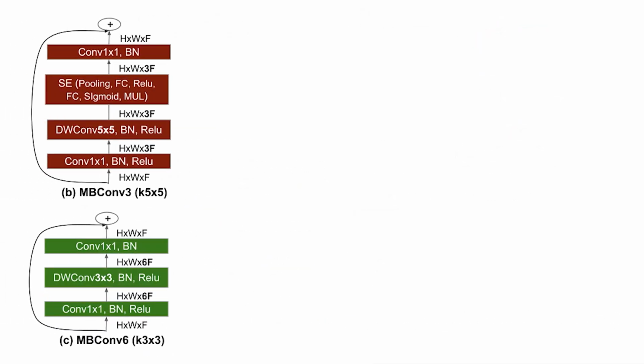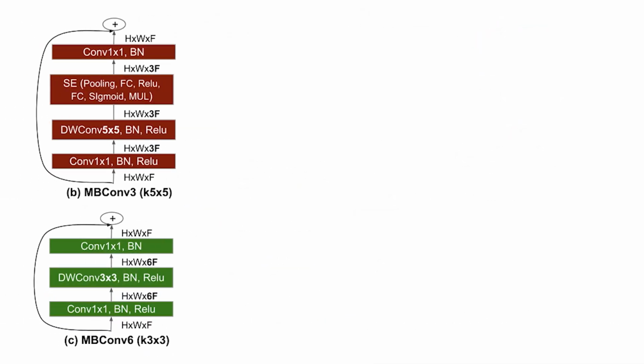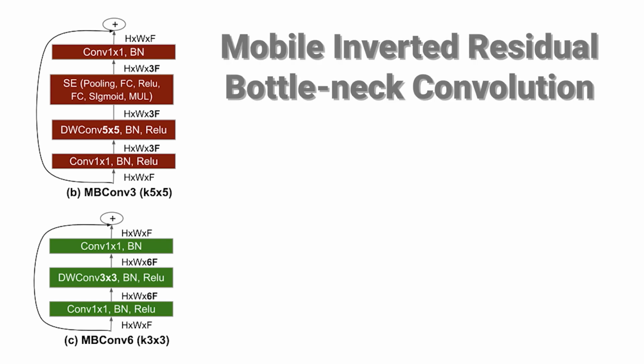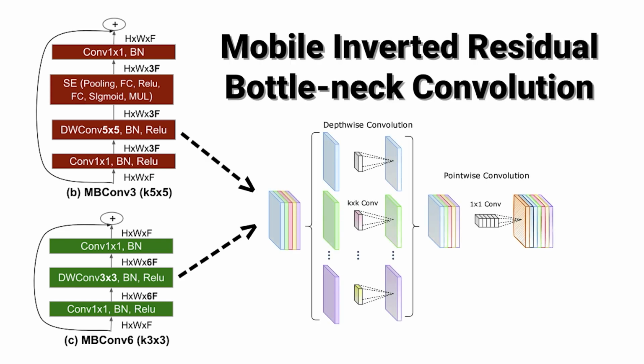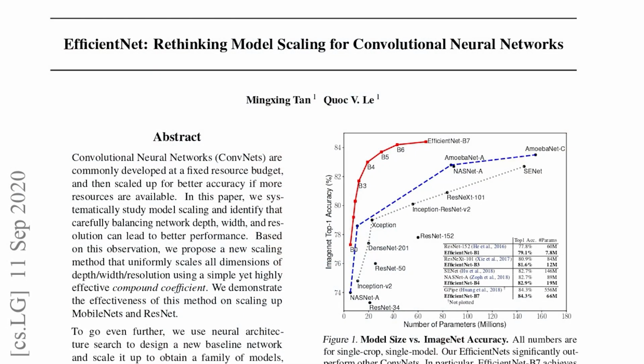Another significant advantage of EfficientNet is its use of MBConv blocks, which stands for Mobile Inverted Residual Bottleneck Convolution, which incorporate depth-wise separable convolution and skip connections. This design reduces computational costs while maintaining high accuracy, making EfficientNet models particularly suitable for scenarios where efficiency is essential, such as mobile and edge devices.